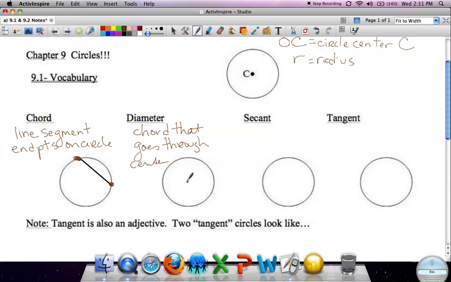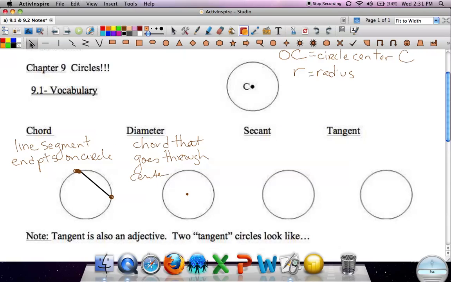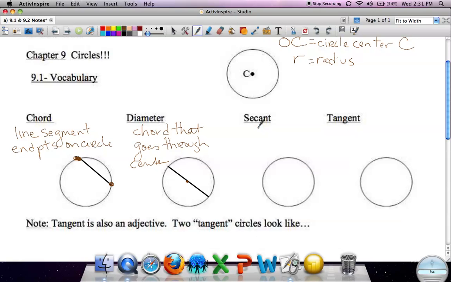So if this is the center of my circle, a diameter would start at one endpoint on the circle and go through, and that would be a diameter. Secant. A secant is a line or ray that contains a chord.